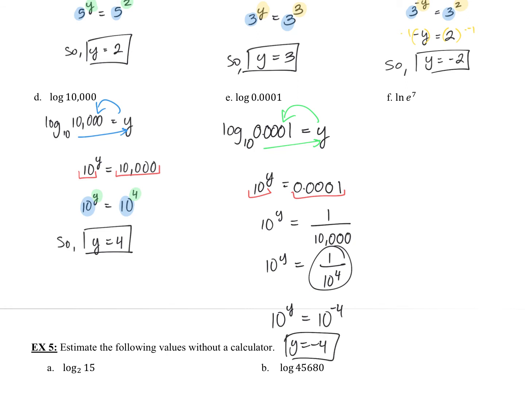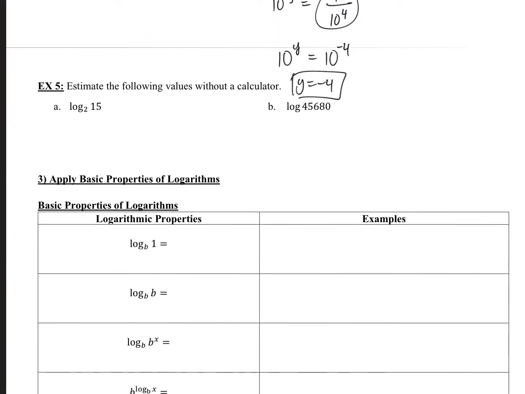Now let's take a look at the last one. Natural log. Once again, we know that that is going to be log base e of e to the 7 equals, and we'll write that y for solving. Once again, introducing the variable. Change to exponential form, e to the y equals e to the 7. Oh, that was easy. The bases are already the same. So, y equals 7. And that's it. We're done. So introducing the variable and then changing from logarithmic to exponential really helps with simplifying.